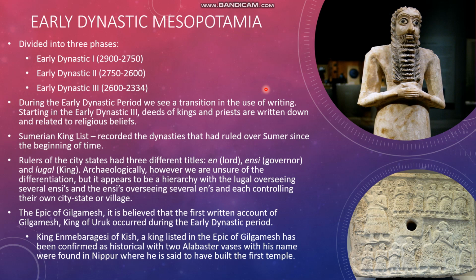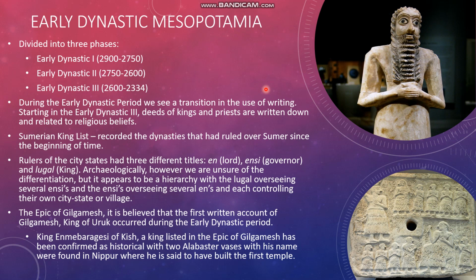The other thing that we see is that King Enmebaragesi of Kish is listed in the Epic of Gilgamesh, and archaeological excavations there at Nippur have confirmed this with two alabaster vases that have his name on it, where he is said to have built the first temple there. So we can kind of see this as being a reflection of those day-to-day interactions.